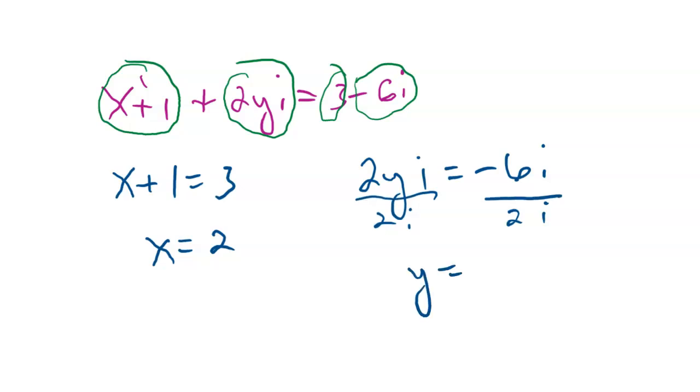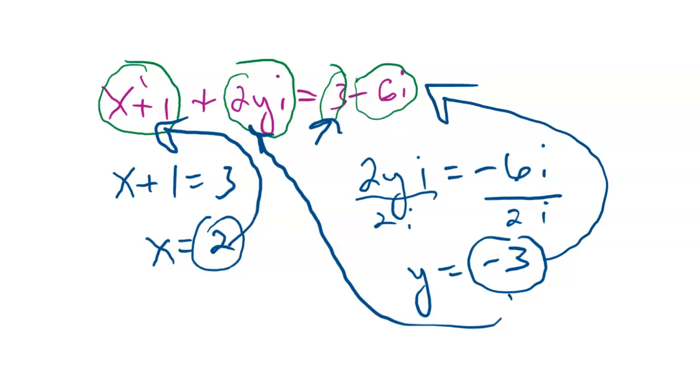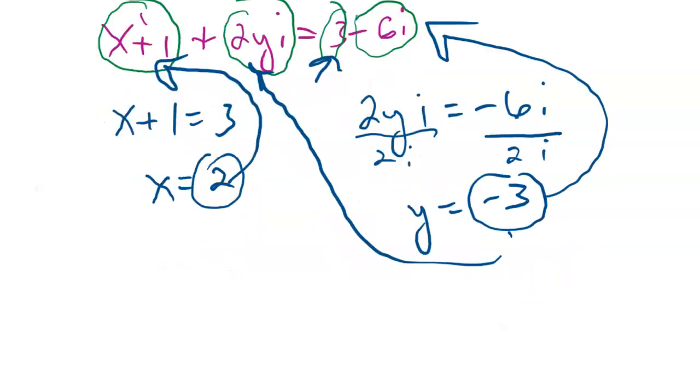And you get y is equal to negative 3. Yeah, negative 3. That's not bad. And you're like, man, I don't believe you. Well, then plug the 2 in. You'll get that 3. Plug this negative 3 in, and you'll get that 6. It's not bad. It's pretty chill.